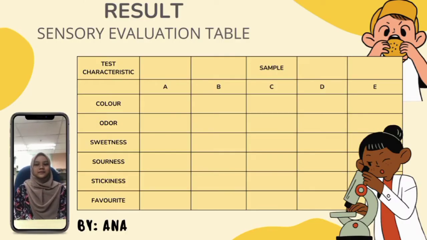Assalamualaikum, Dr. Suzila. My name is Ana Amira binti Ahmad, and today Umairah and I will be explaining the results that we have obtained from our sensory evaluation test. As you can see, this slide shows the sensory evaluation table that we created to be filled in by our respondents. There are types of characteristics that we wanted to observe, which are color, odor, texture, sweetness, sourness, and stickiness. Last but not least, our respondents need to choose which one of the samples they like the most and rate according to their preference.